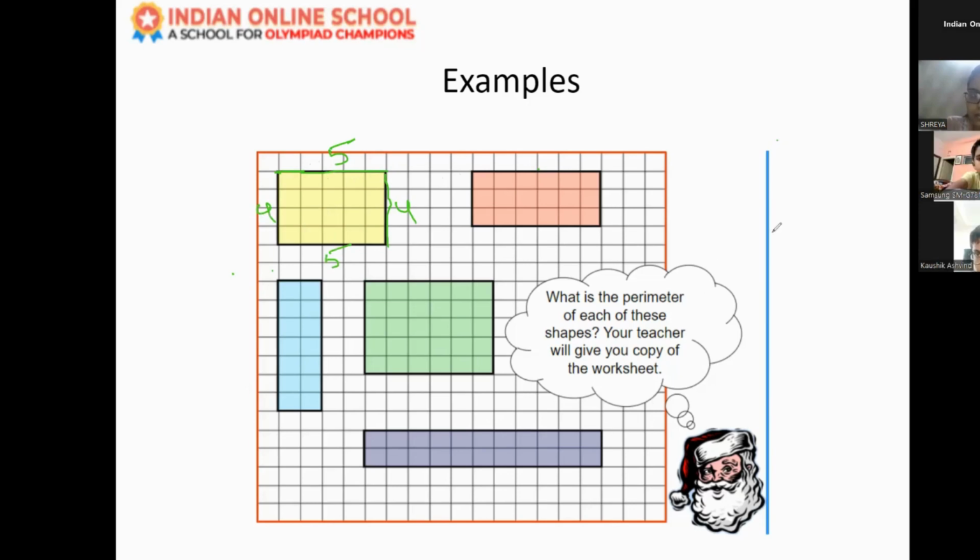Correct, everyone? So what's the perimeter of that then? 5 plus 5 is 10 and 4 plus 4 is 8. So that's 18 units as my answer. That would be the perimeter of this figure. Yes or no? Correct?